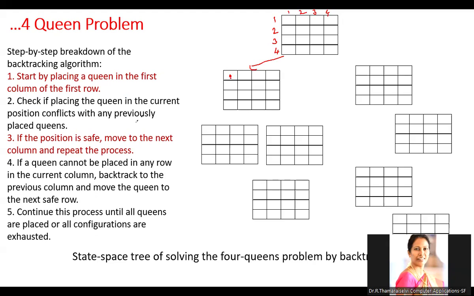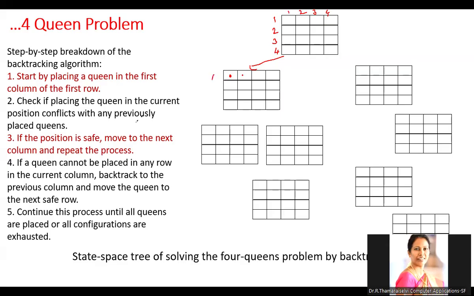Let us continue. If the position is safe, move to the next column and repeat the process. If the queen cannot be placed in any row of the current column, backtrack to the previous column and move the queen to the next safe row. Continue this process until all queens are placed or all configurations are exhausted. So we have to try for all the queens. Here, the first queen is placed here.